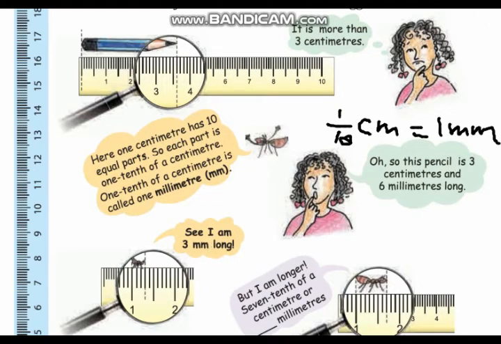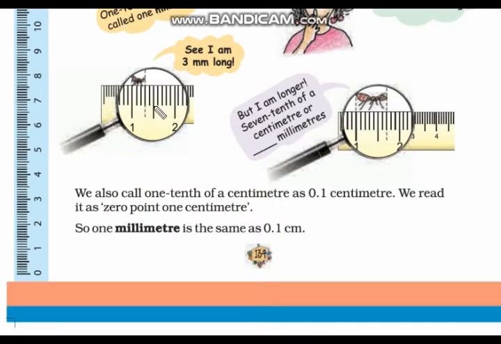Now moving further, see here this end says, see, I am 3 mm long. Here we cannot say that it is 1 centimeter and 3 mm long, because we can measure any object starting from 0. So if we assume here 0 and then count these lines of mm, so this is 3 millimeter long. So let's count here 1, 2 and 3. So this is 3 mm long.